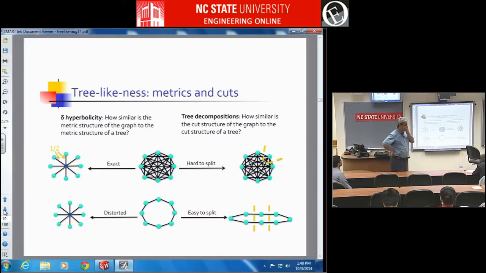So go through these different notions, and in some cases they're sort of similar. In some cases they're not. So when are they similar and when are they not? So here's an example where they're not. Say I have a complete graph, a clique.